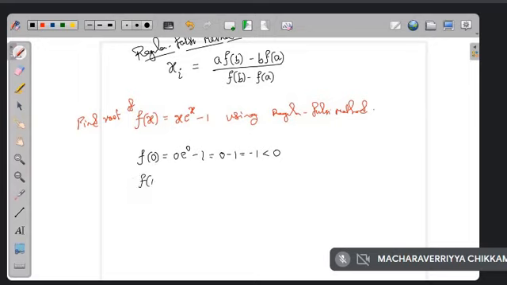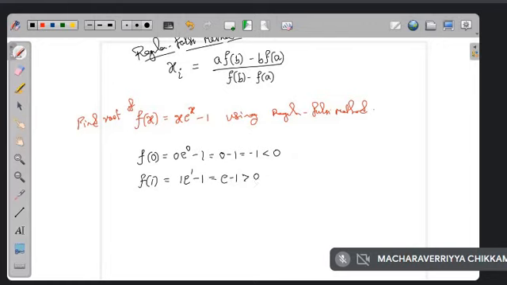So let me see what is f of 1 here. f of 1 is nothing but 1 into e power 1 minus 1, which is e minus 1. And I hope e value is 2 point something, so it is greater than 1. So e minus 1 is greater than 0. Right, we are lucky. So in the first two steps we got it.